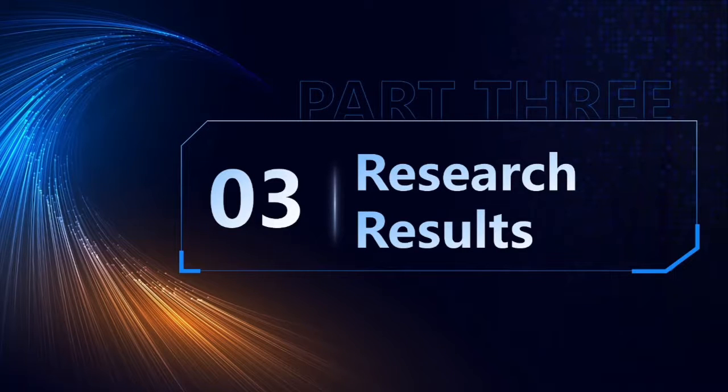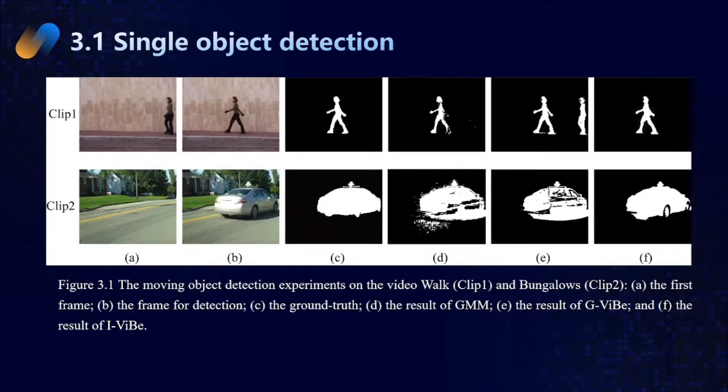To test the efficiency of the proposed approach, it was compared with the GMM method and the general ViBe method. The detection results on Work show that the general ViBe cannot deal with the ghost problem. The detection results on Bundles show that the proposed ViBe can remove the shadow more effectively than the other two methods.